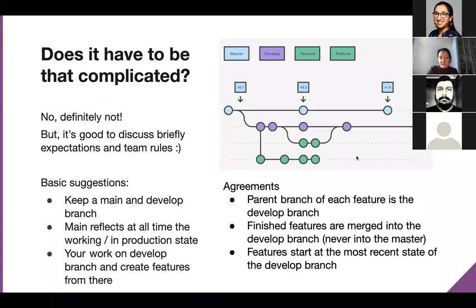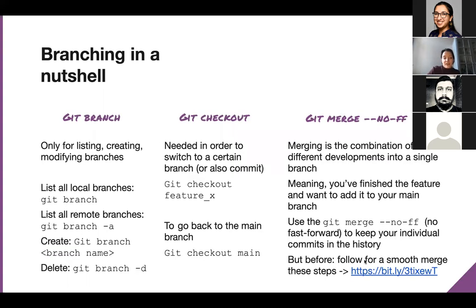And normally you would always start... here you have two features. One feature started maybe in May, and then in June there was another idea from another colleague, but in between there were further developments. The colleague with a new idea in June started from the most recent version of the develop branch. It wouldn't go immediately back. This all works out. But those rules and agreements are mostly discussed within the team and then laid out.